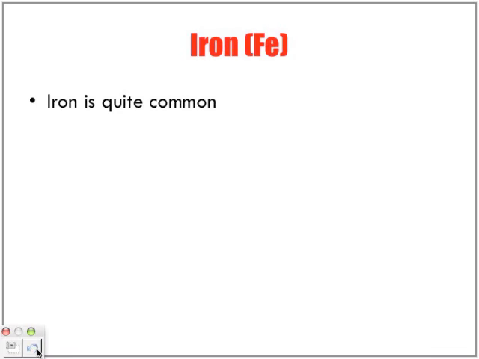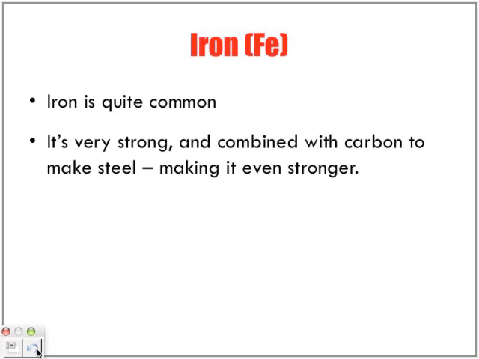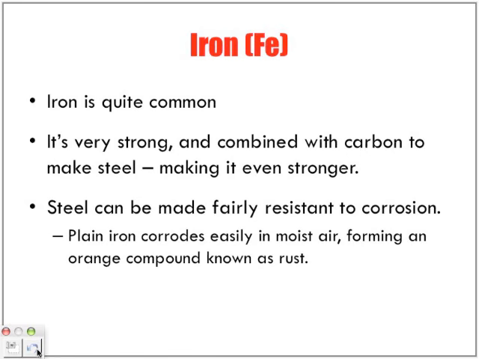So let's look at a few common elements of the periodic table. Iron, quite common, right? Very strong, and if we combine it with carbon, we can make steel. That's how steel is made, right? Steel is even stronger than iron. So we combine iron with carbon to form steel, making that iron even stronger than it already is. Steel can be made fairly resistant to corrosion.